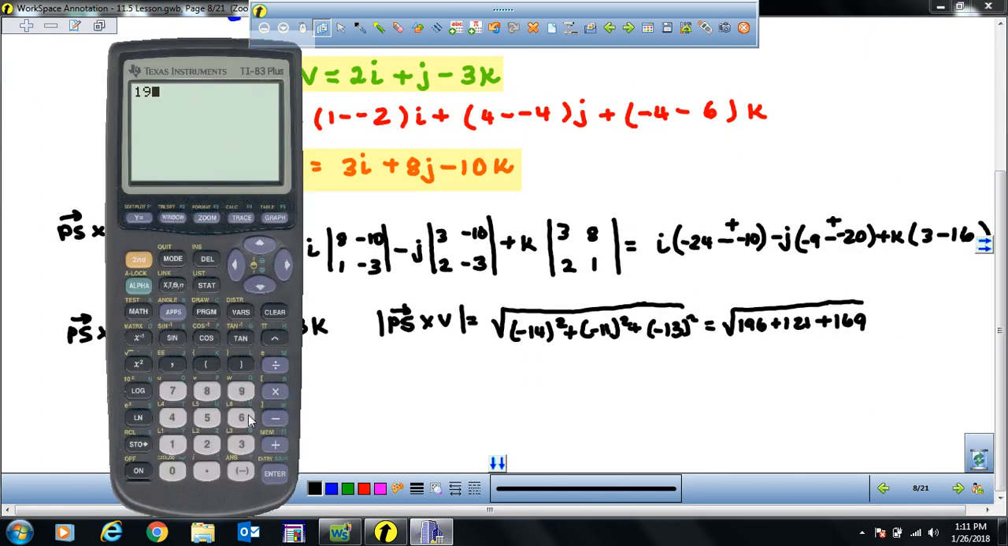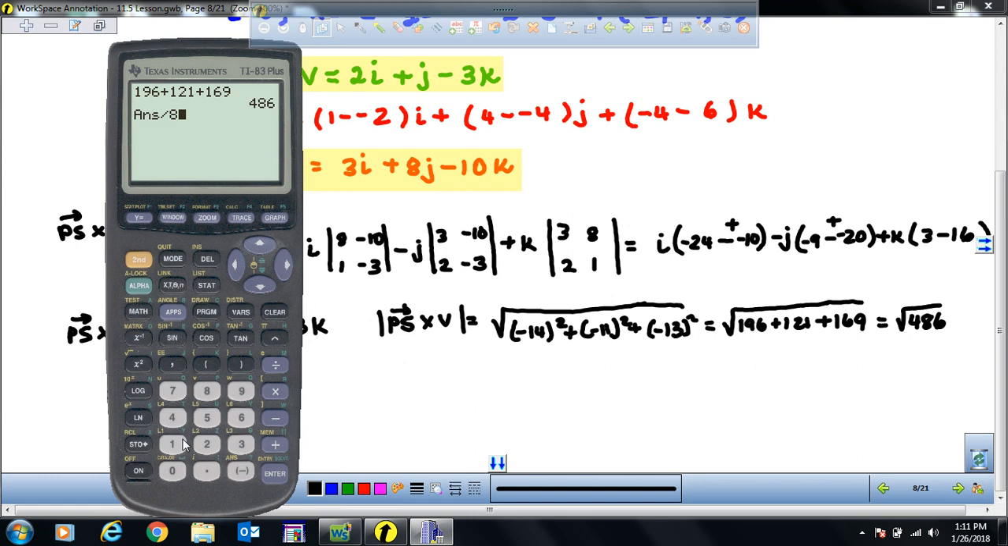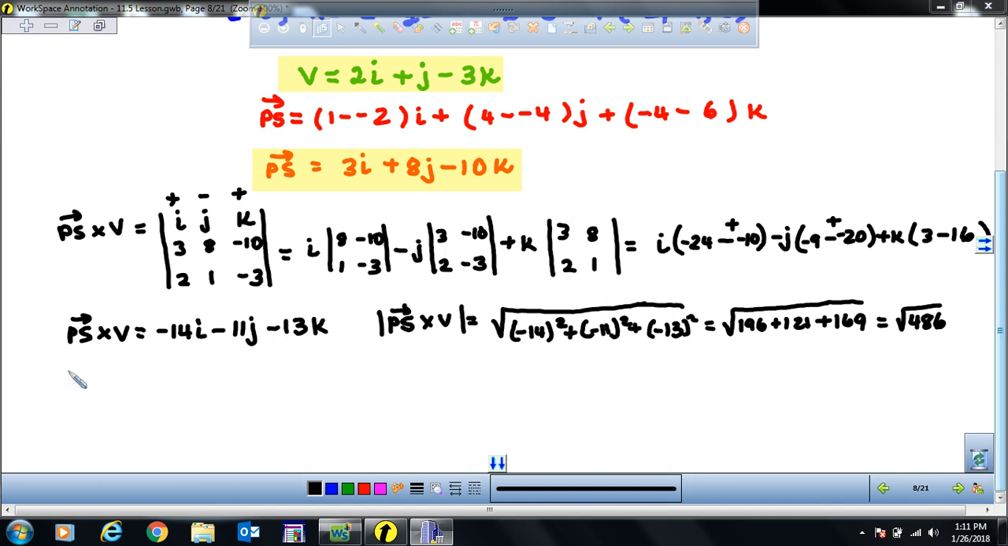Okay, I think it's 400 plus 121 plus 169. That would be 486. And then we need to simplify it. So it is a factor of 81. So 81 is a factor of 486, so we can break it down into this. So the magnitude of vector PS cross V would be the square root of 81 times the square root of 6, which is equal to 9 square root of 6.